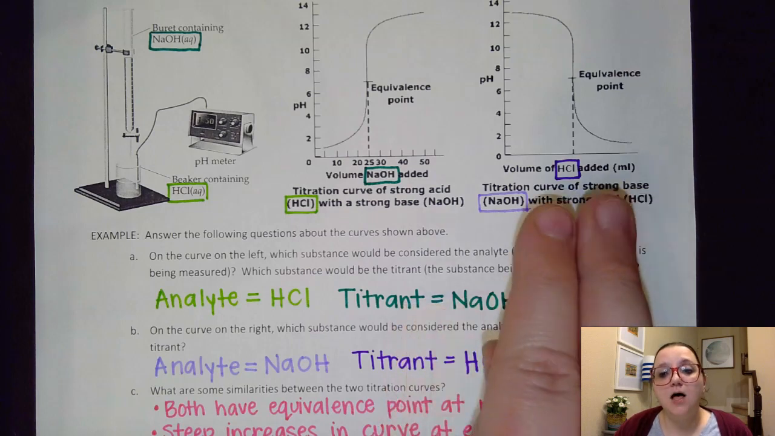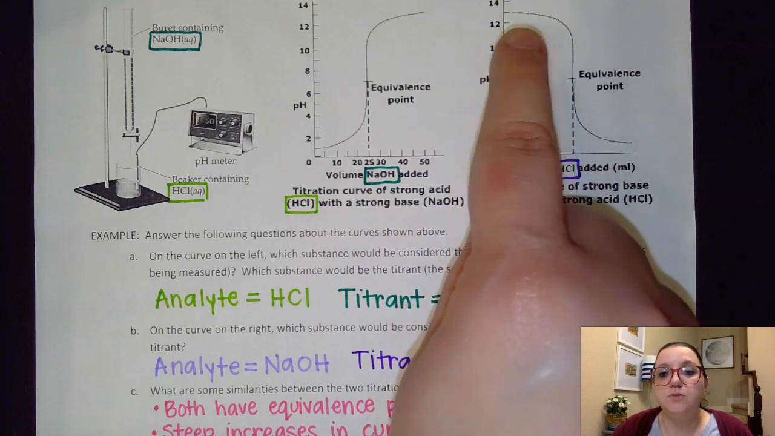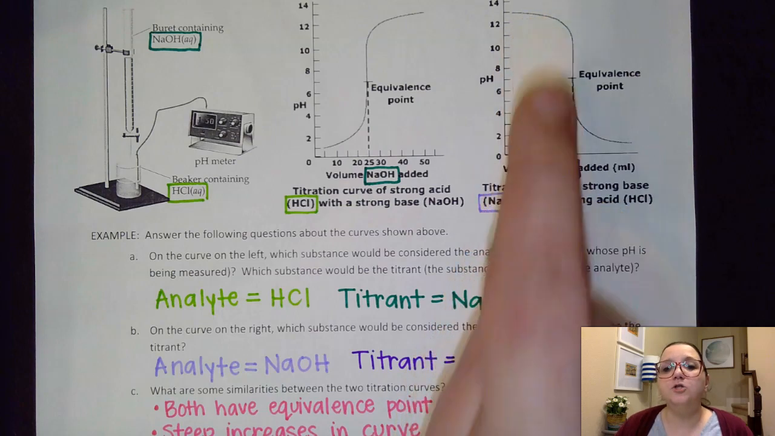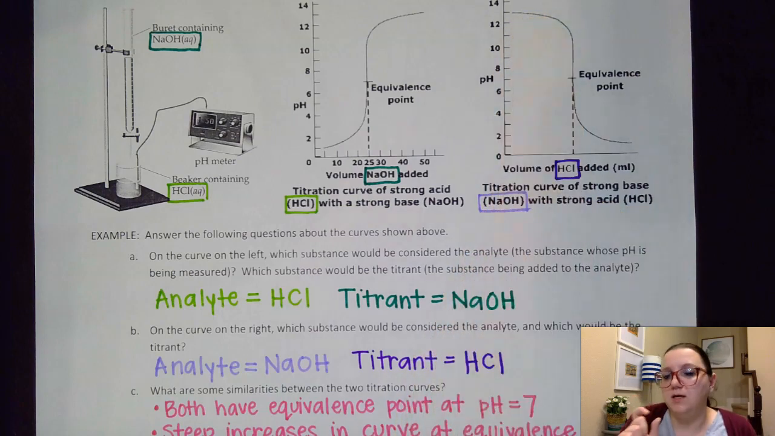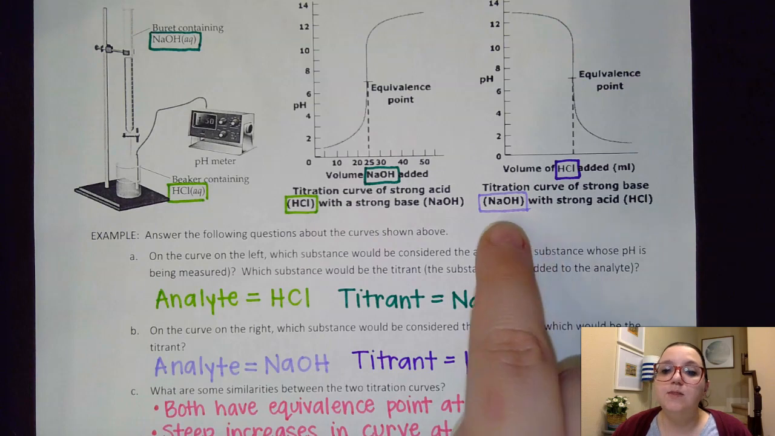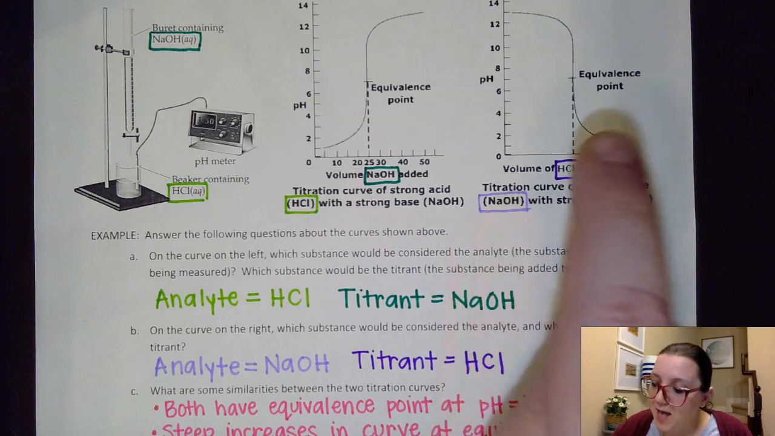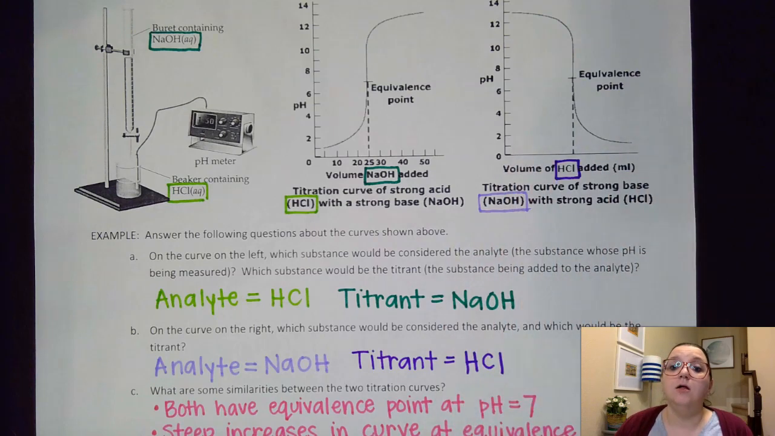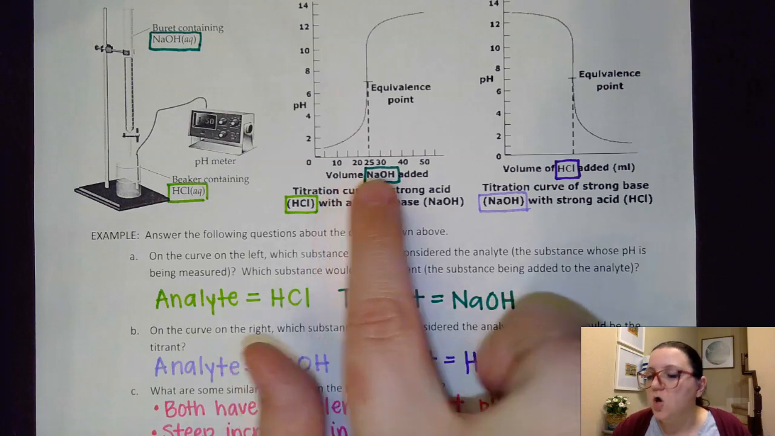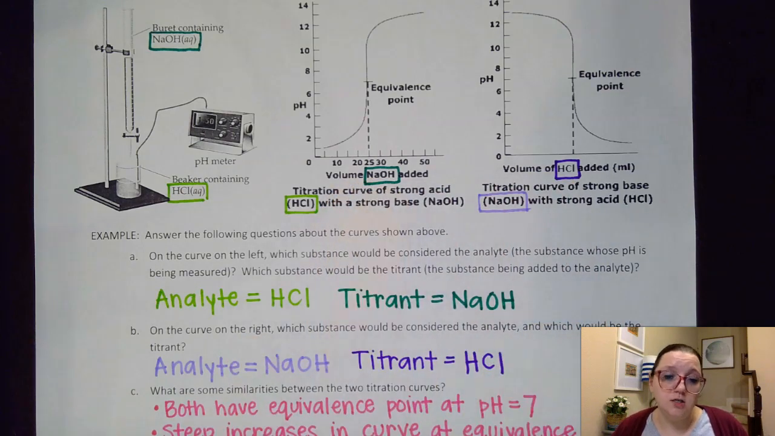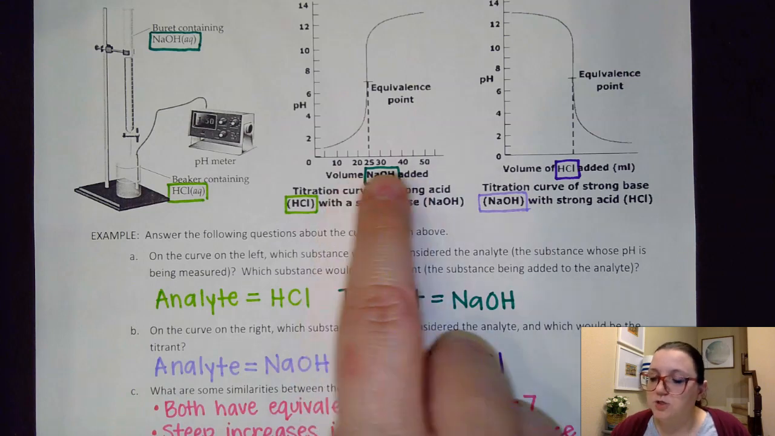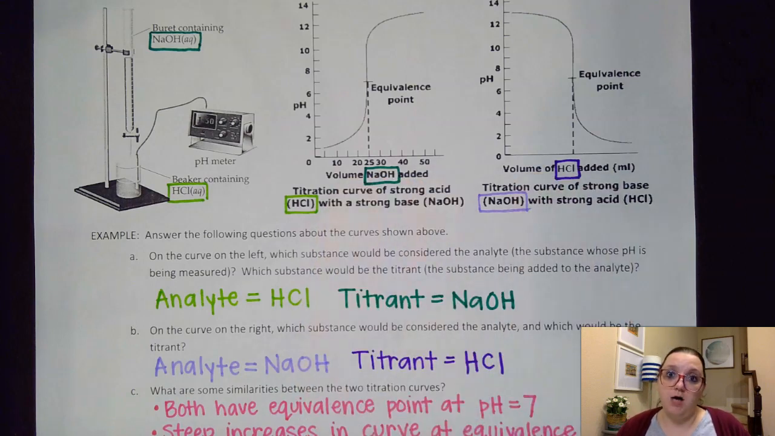However, on this other curve, I noticed my pH was starting really high, which means my analyte, whatever was in the container to begin with, must have been the NaOH, and then I'm adding the HCl, the titrant, from the burette to get that pH to decrease. So just be very careful. As a hint, if you ever see your graph already constructed for you, then your titrant should always be on this bottom axis of your titration curve.